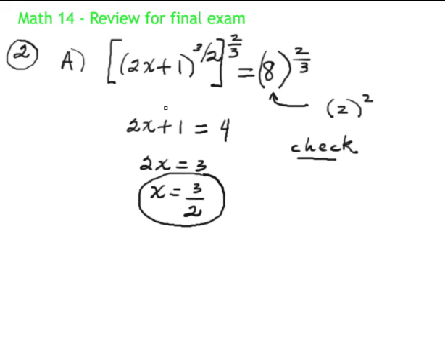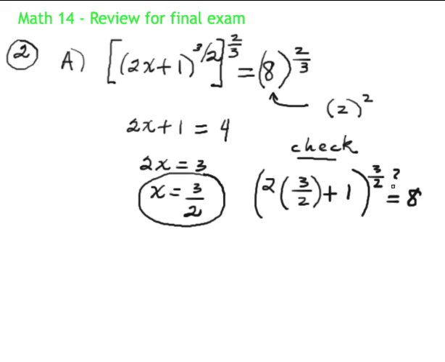And substitute in 3/2 into the original equation. So we have 2 times 3/2 plus 1 to the 3/2 equal to 8. All right, so that's what we're checking.